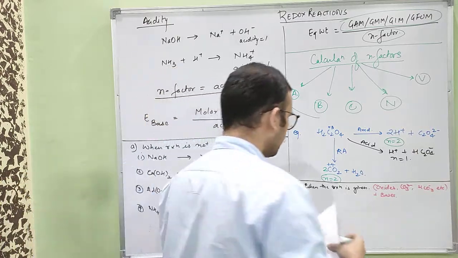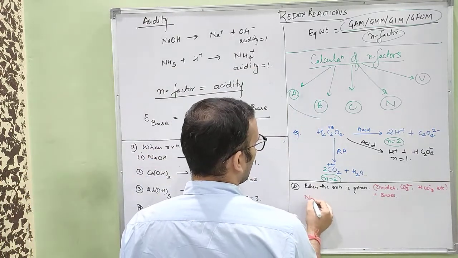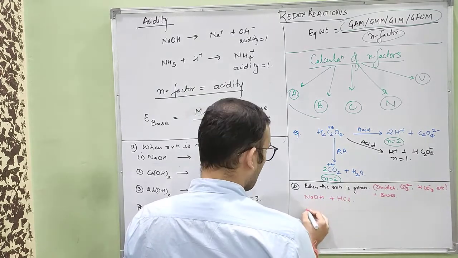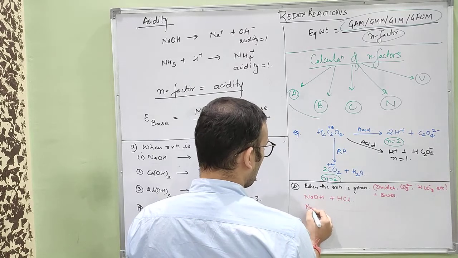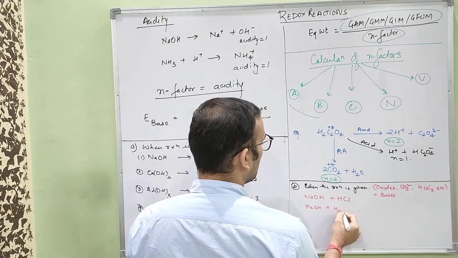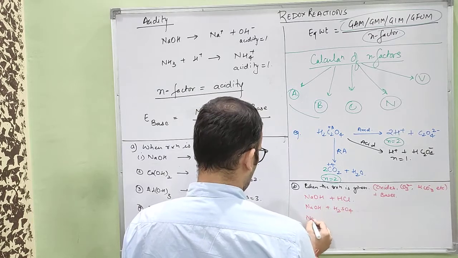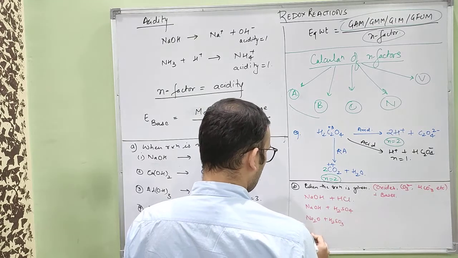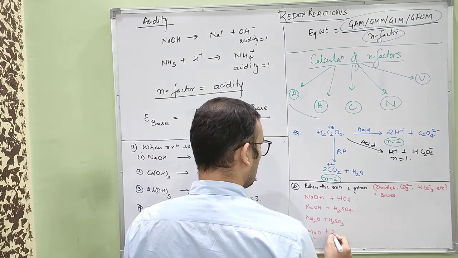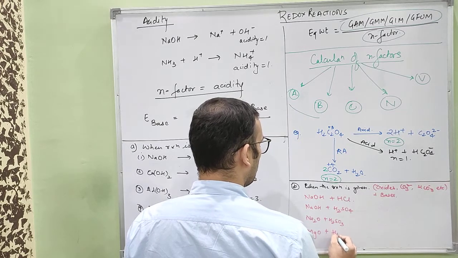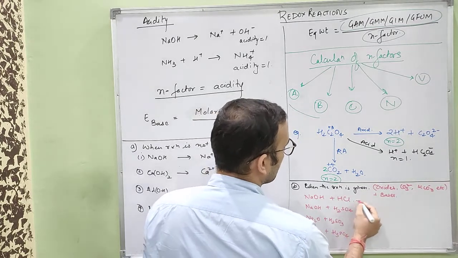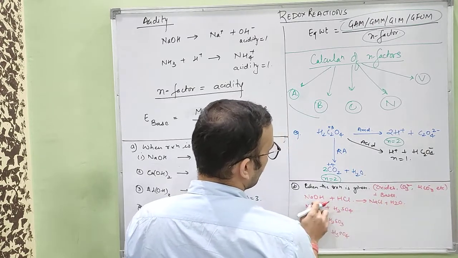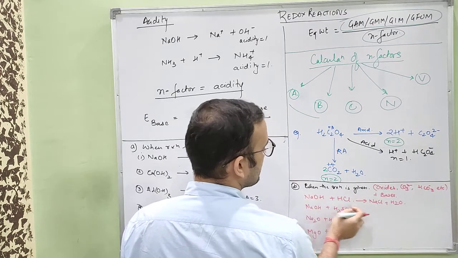Like for example, NaOH plus HCl. This is the reaction given. Same way, NaOH plus H2SO4, Na2O plus H2SO3, MgO plus H3PO4. Let's do these first. So in this one, what will we get? NaCl plus H2O. The H and OH minus will combine to give H2O, and NaCl will be the salt.